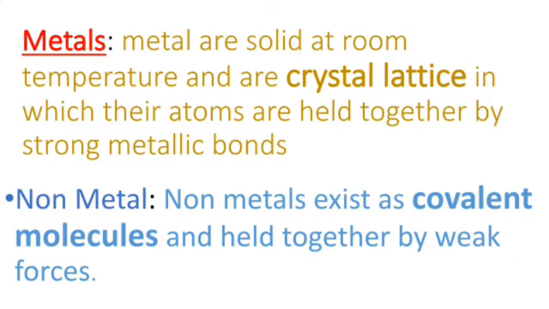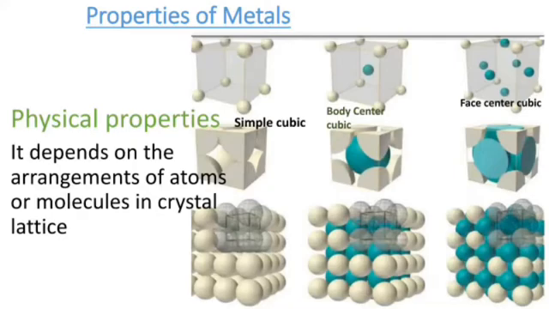Okay, now let's go to the next one. Physical properties. It depends on the arrangement of atoms or molecules in the crystal lattice. Now we have the simple cubic, we have the body centered cubic, where there is an extra ball inside the cubic, we have the face centered cubic, where there are balls on the faces of the cubic, the 6 faces of the cubic, there are balls on them.